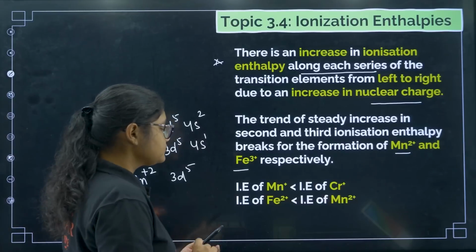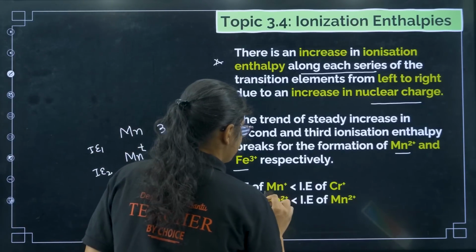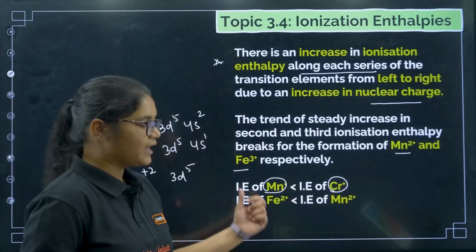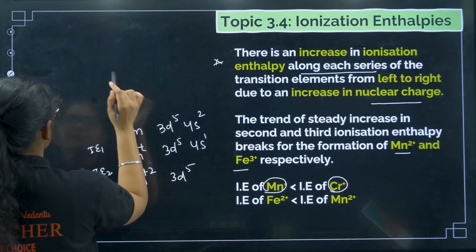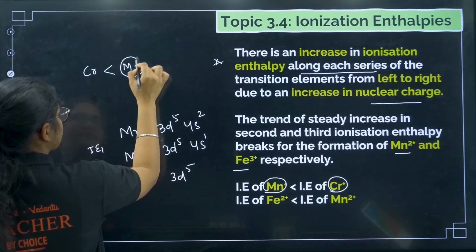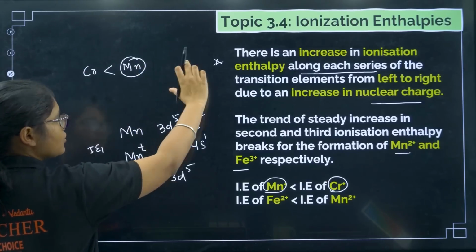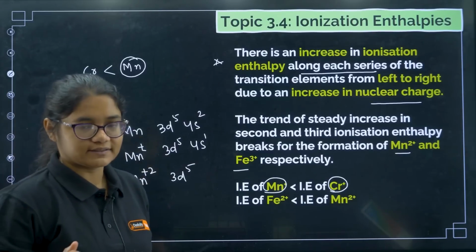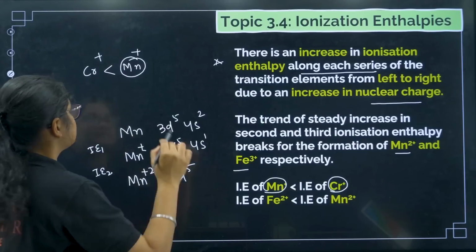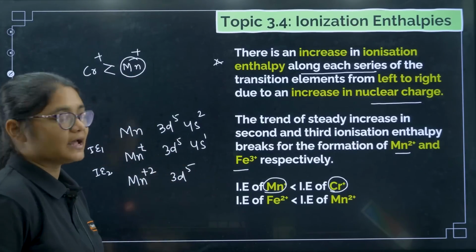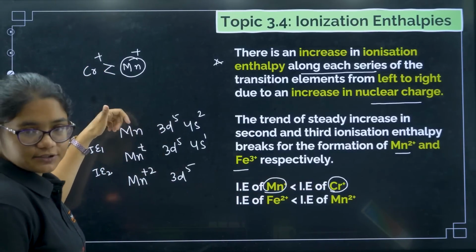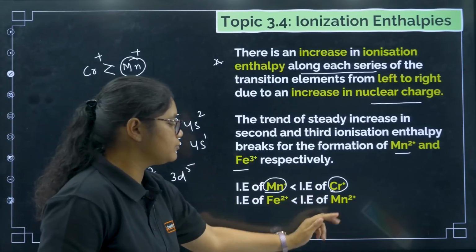You can see here that the ionization energy of Mn+ is less than the ionization energy of Cr+. Why am I comparing these? Along the period we have first chromium and then manganese, so manganese ionization enthalpy should be greater than chromium, because along the period the ionization energy increases. But if I take Cr+ and Mn+, this does not hold. The Cr+ ionization energy is more than that of Mn+, because in Mn+ we are getting the stable configuration.